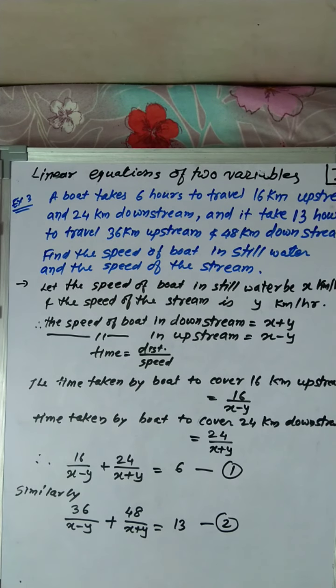Now these two equations are not simultaneous equations as they are, but we can reduce them to simultaneous equations. That means we take 1 upon x minus y as one variable and 1 upon x plus y as another variable.